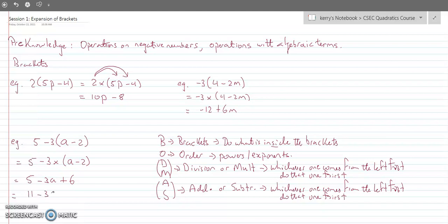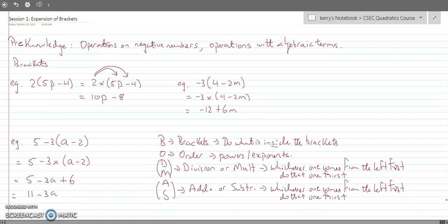Take away 3a. We can't subtract 3a from 11 because they don't have the same terms. If you had an a here, well, then you could do that. And this is your final expansion here. Yeah? So, nothing too bad so far.